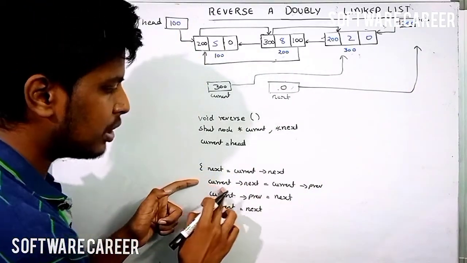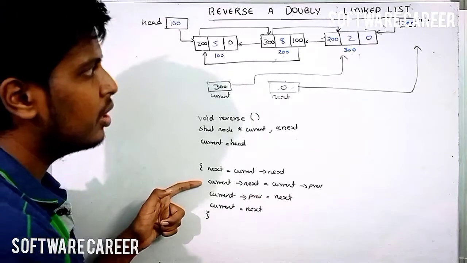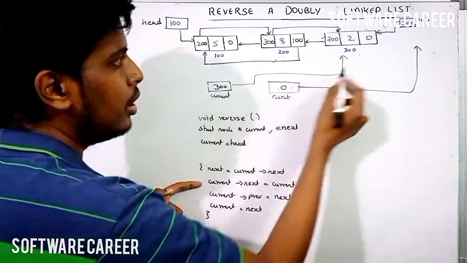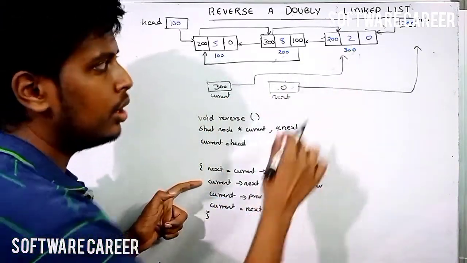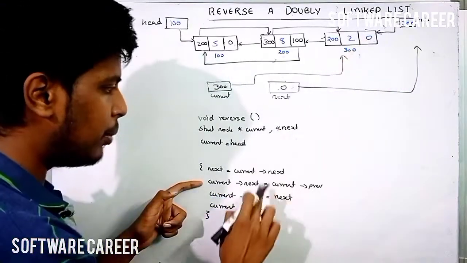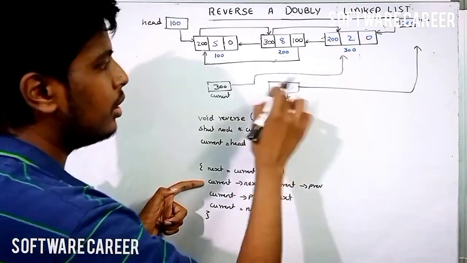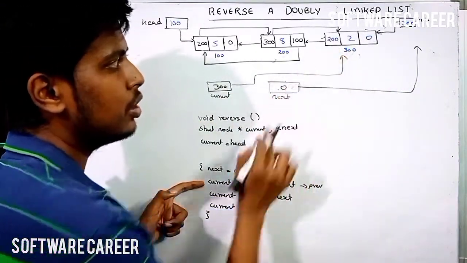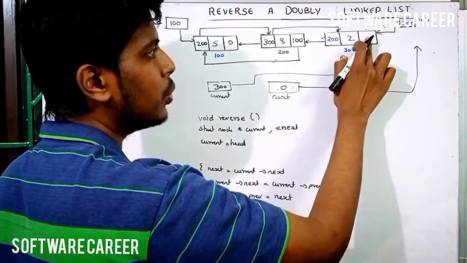Now see, next step is current next equals to current previous. That means current is 300. 300 next is next pointer. In this pointer, I am updating to current previous. That is, current is 300. 300 previous is 200. Now I am putting that 200 here.